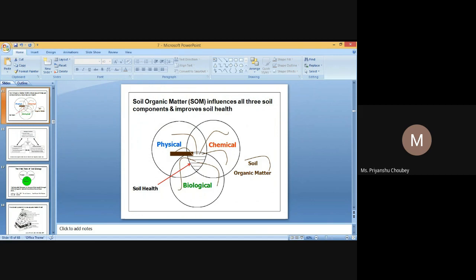Structure coefficient is given by (d minus s) upon s, where d is the percentage of particles less than 0.25 mm in diameter as determined by the mechanical analysis, and s is the percentage of the aggregates smaller than 0.025 mm in diameter as determined by the wet sieving method. The higher the value of the structural coefficient, the better the soil structure.